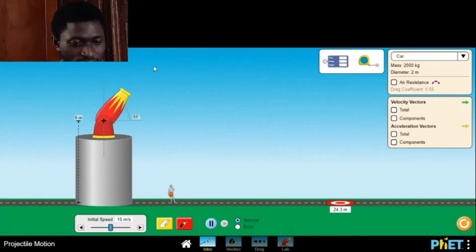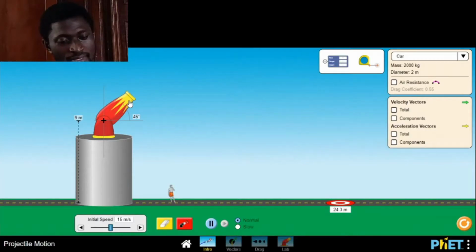So let's project our car at an angle of, let's say, 45 degrees, set 9 meters height, and I'm estimating that it's going to land at 24.3 meters with an initial speed of 15 meters per second. So these are some of the variables that a child could play with and see, or you could gamify the learning process. Gamification means turning learning into a game. So you gamified the teaching process.